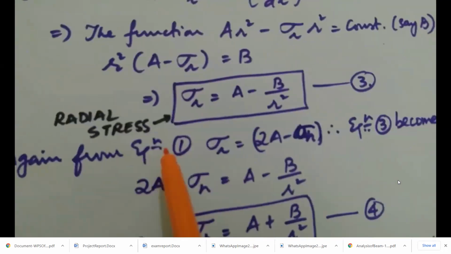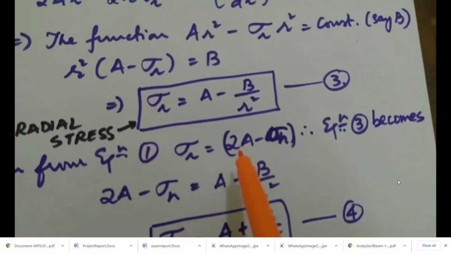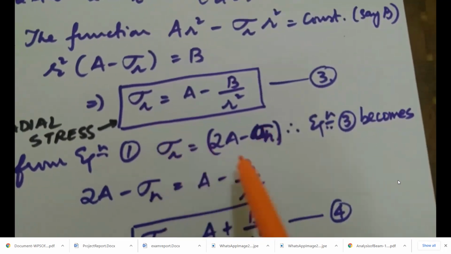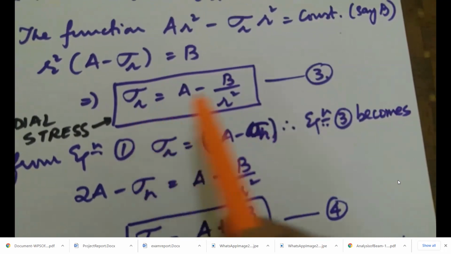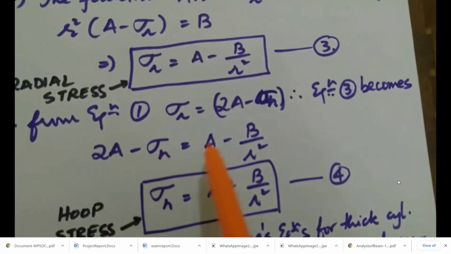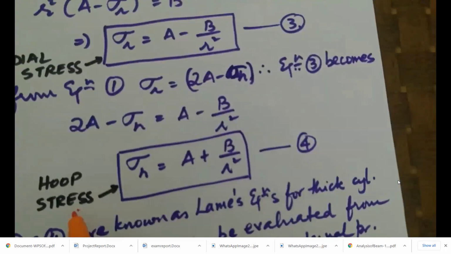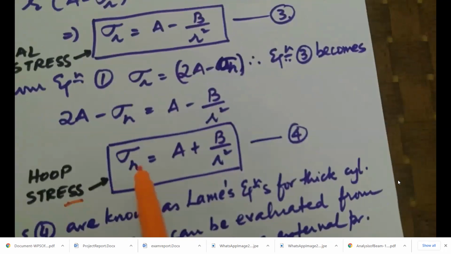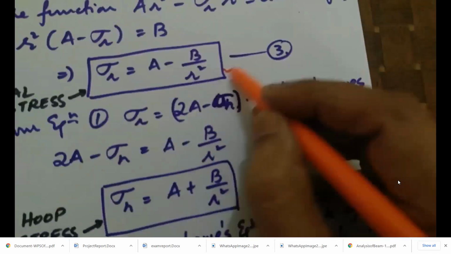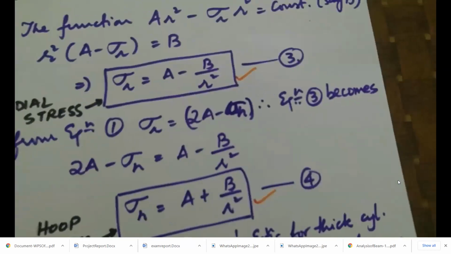Again, from equation number 1, we write sigma r is equal to 2a minus sigma h, and substitute this 2a minus sigma h instead of sigma r in equation 3. Equation 3 becomes 2a minus sigma h is equal to a minus b by r square. So you get the expression for hoop stress, which is sigma h is equal to a plus b by r square. So this is equation number 4. Equation number 3 and equation number 4 are called Lame's equations for thick cylinders.